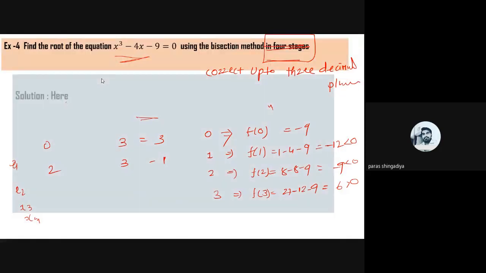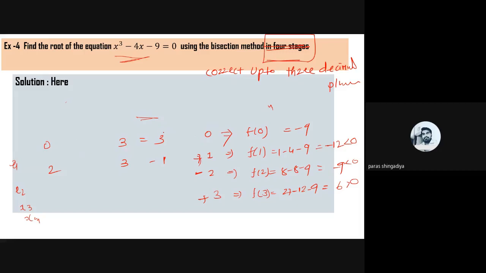Here you can also consider 0 and 3, that is one interval where f of 0 is negative and f of 3 is positive. You can also consider 1 and 3, that is also one interval where f of 1 is negative and f of 3 is positive, but we cannot consider 1 and 2. Both have negative output, so we cannot consider this side. But our root lies between 0 and 3, or between 1 and 3, that is true. So in this 4 stage there is no problem if I consider 0 and 3 or 2 and 3.